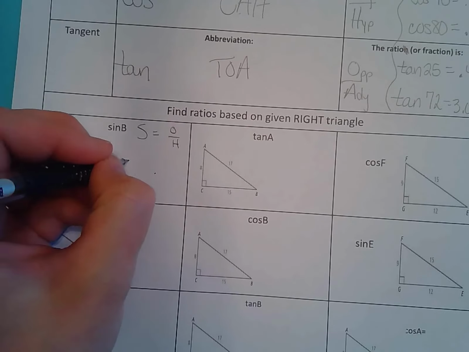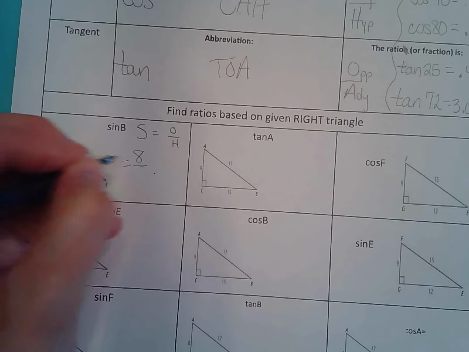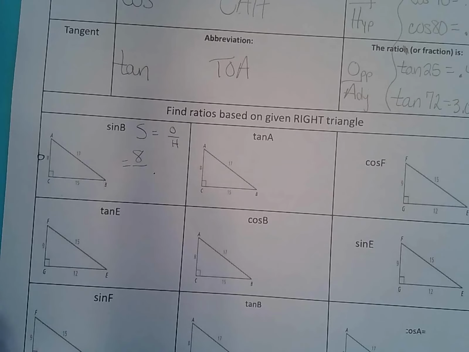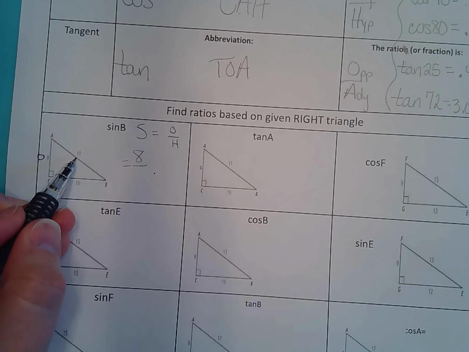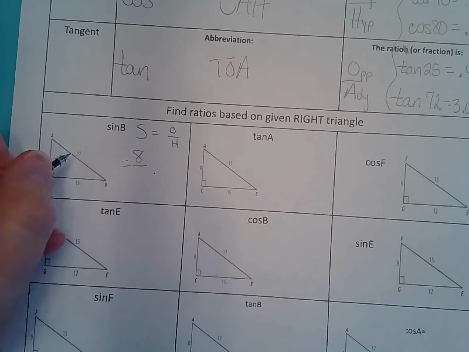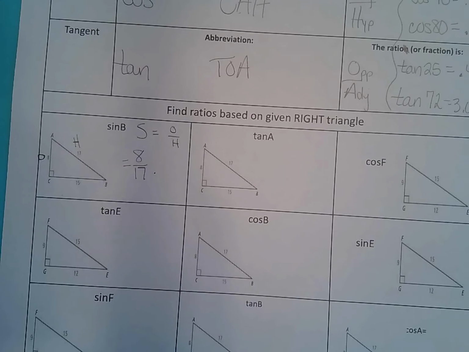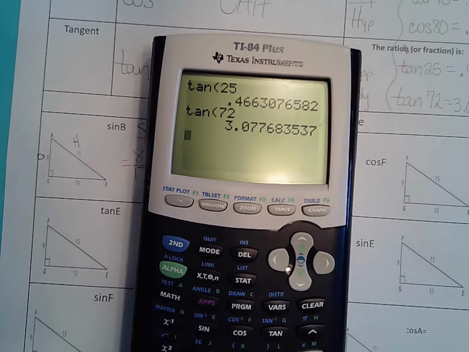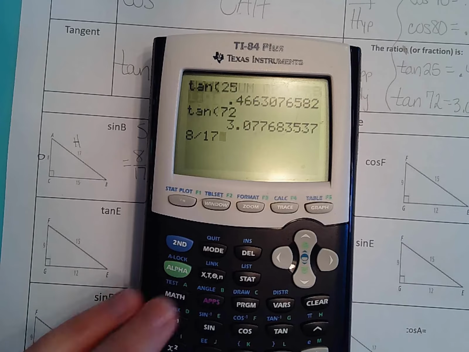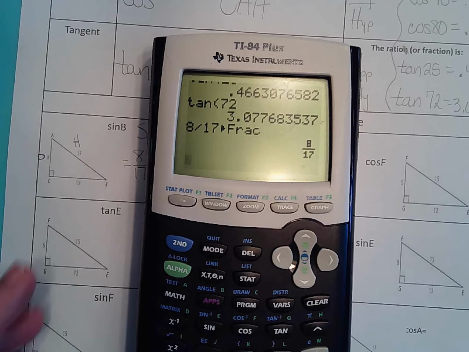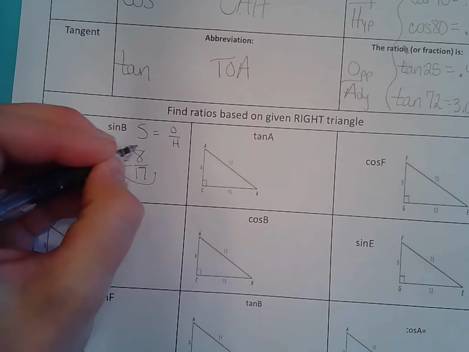So I can say it's going to equal 8 divided by, what's the hypotenuse? Is 15 the hypotenuse or is 17? Well, this slanted side, opposite the 90 degree, that's my hypotenuse. So my ratio is 8 over 17. So what I'm going to do is try to reduce that. 8 divided by 17, math, enter, enter. That does not reduce. So let's hold on.